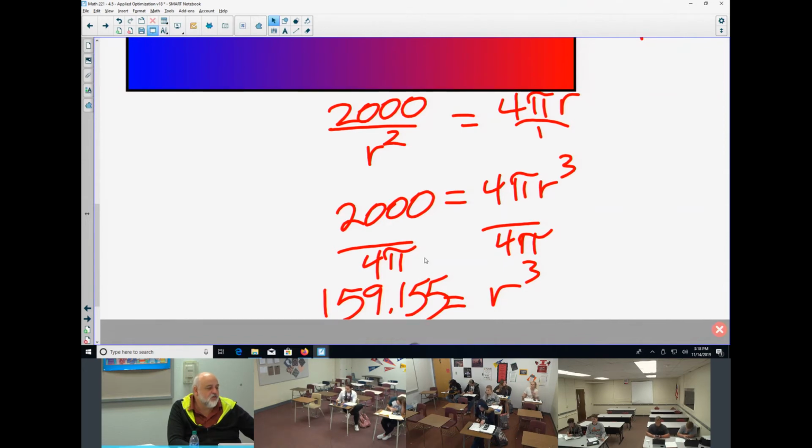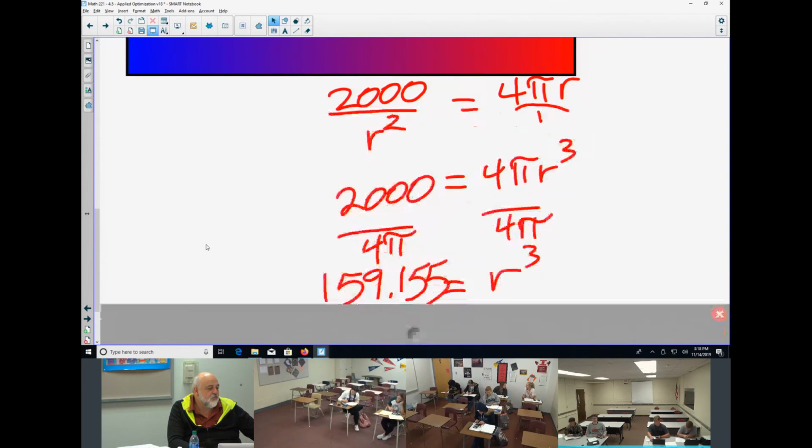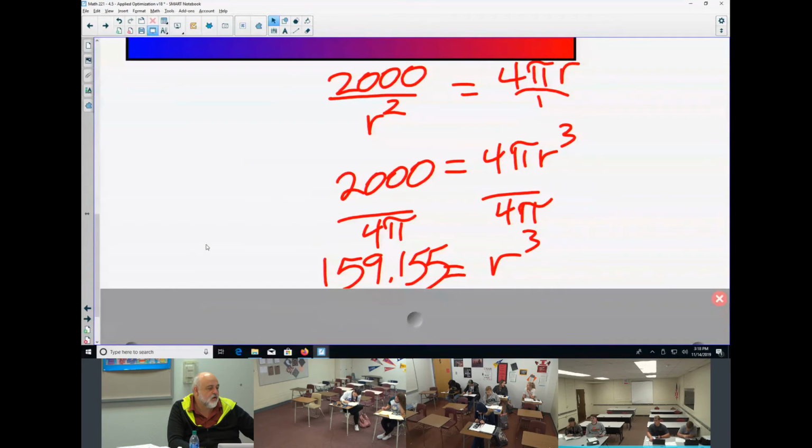Okay, when you did your division, so you did the cube root of 500 divided over by pi. 500 over pi. Did you put the pi underneath the radical as well? Yeah, it's got to be under the radical as well when you do the cube root.